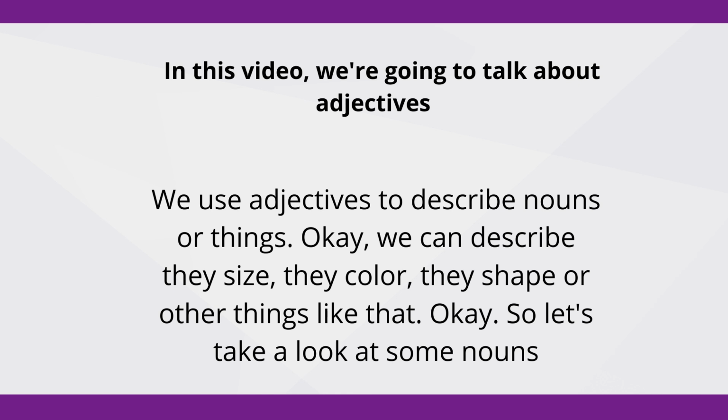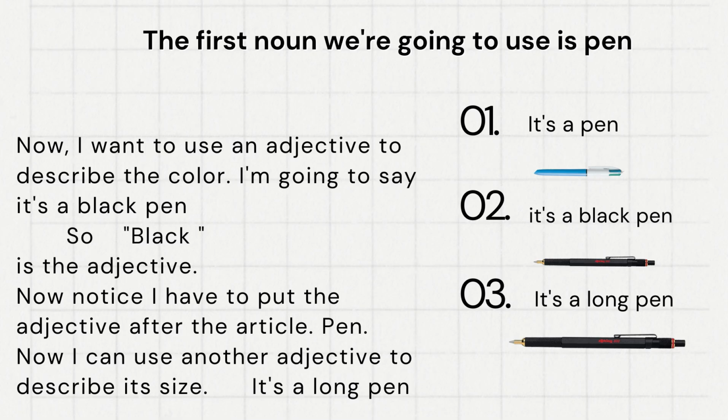Now, we use adjectives to describe nouns or things. Okay? We can describe their size, their color, their shape, or other things like that. So let's take a look at some nouns. The first noun we're going to use is pen. It's a pen.